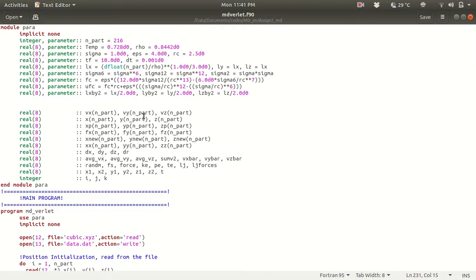So hello everyone. Today I'm going to talk about the full code of molecular dynamics, how to write the full code. The code is a little bit large, so I have already written it for you, and I will describe each and every point and each and every line.